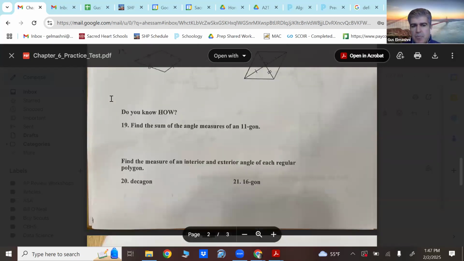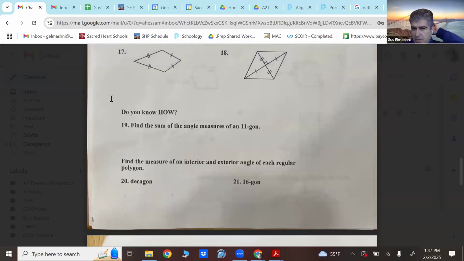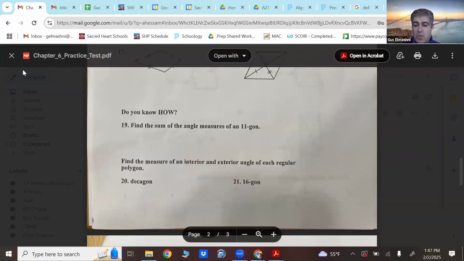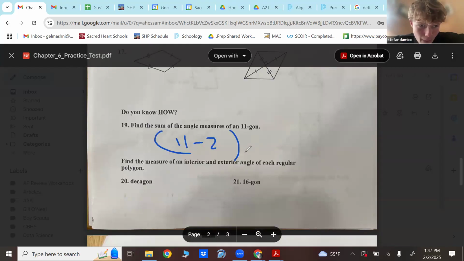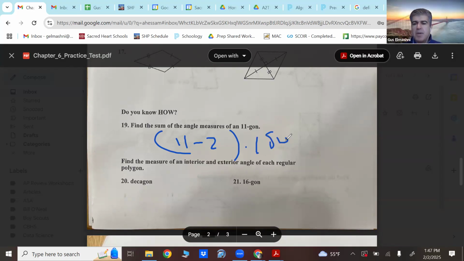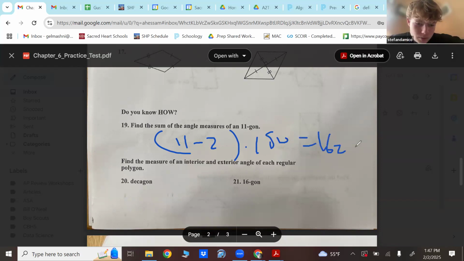Do you know how to find the sum of the measures of an 11-gon? Well, that's easy. That's 11 minus 2 times 180. Yeah, it's 9 times 180. Pretty easy, you just need a calculator. Which is 1620. 16 is 14 times 180. So it's 9 times 180. And then find the measure of interior and exterior. So decagon's 10.